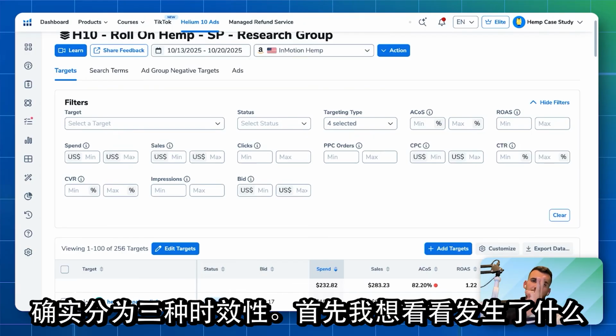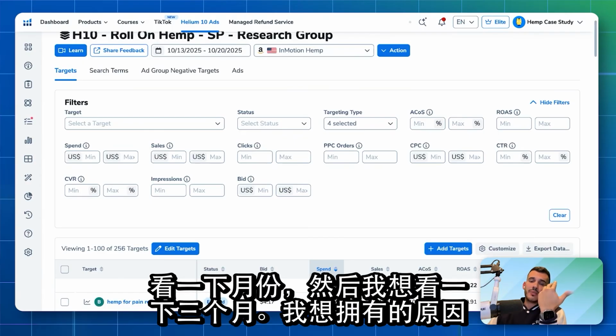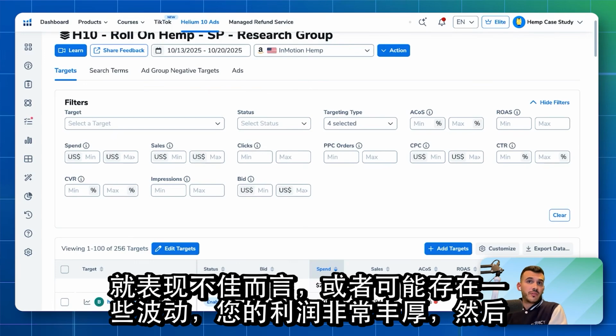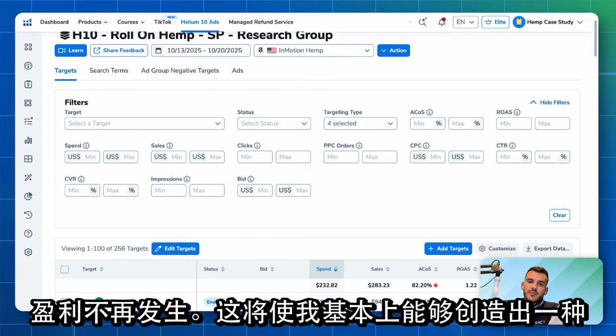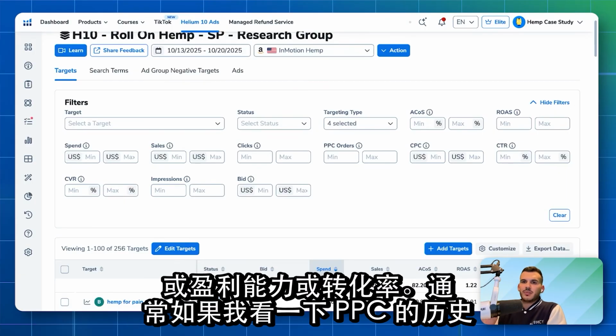Yeah, I mean, usually when we have a look at an account, to be honest with you, I like to divide it into 3 timelines. The first thing is I want to have a look at what happened last week, because it gives me a very fast overview of what is going on. Then I want to have a look at a month, and then I want to have a look at 3 months. The reason why I want to have a look at these 3 windows is it allows me to understand if there is some consistency in the performance in terms of underperformance, or maybe there's some fluctuation where you were very profitable and then the profitability is not happening anymore. And that is going to allow me to create pinpoints throughout the whole timeline to understand where there is potentially a drop in sales or in profitability or in conversion.